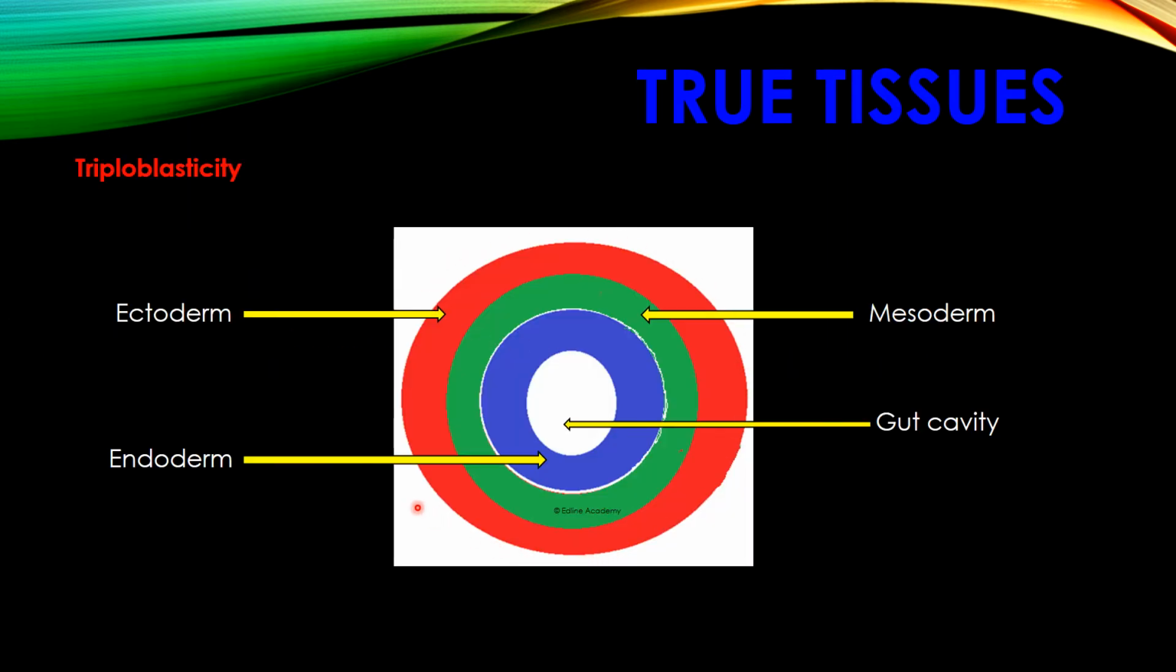This is the cross section of the body of a triploblastic animal. It has 3 germ layers: outer ectoderm, which is in red, and inner endoderm, which is in blue, and in between these 2 layers there is a new layer, mesoderm, which is in green. The internal cavity is the gut cavity.